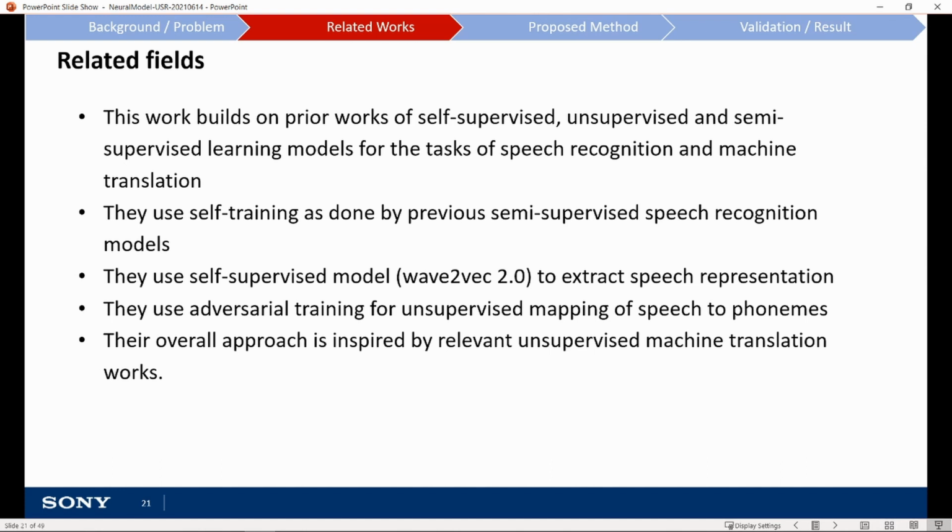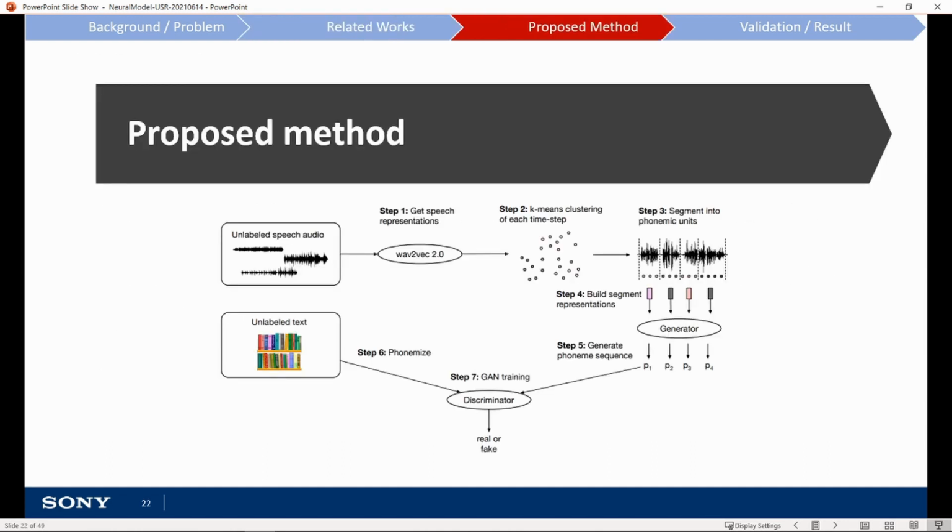As stated before, this work builds on the prior work of self-supervised, unsupervised and semi-supervised learning models for the task of speech recognition. They use self-training, and they use a self-supervised model to extract speech representation. They use adversarial training for learning an unsupervised mapping of speech to phonemes, and their overall approach is inspired by some of the relevant unsupervised machine translation works. So now I'll go into the details of how this method works. This is the diagram of their ASR approach.